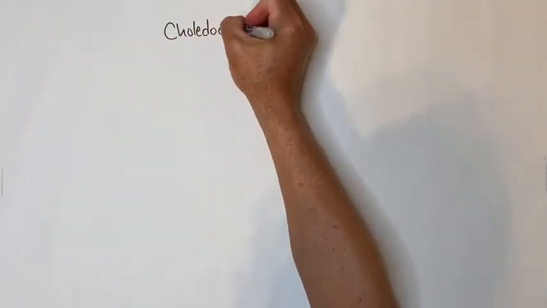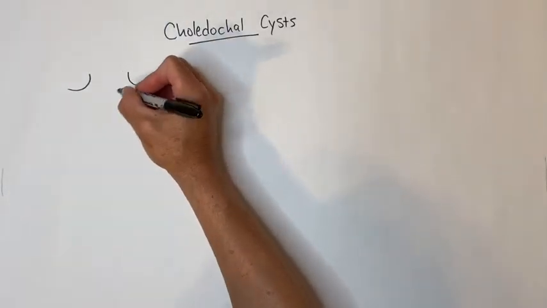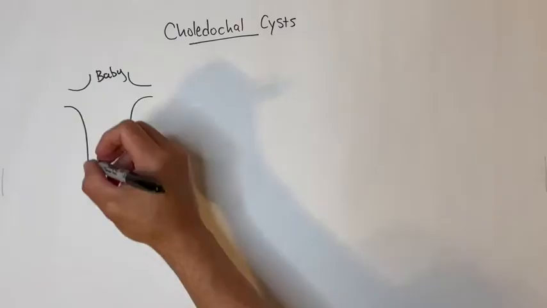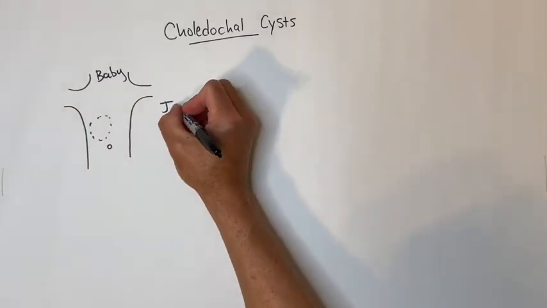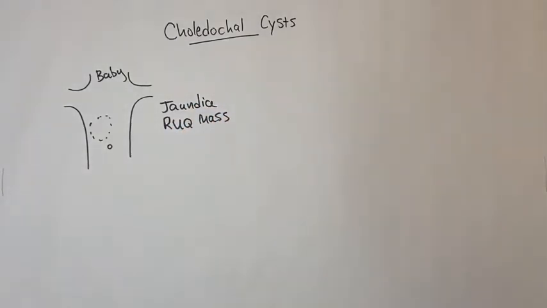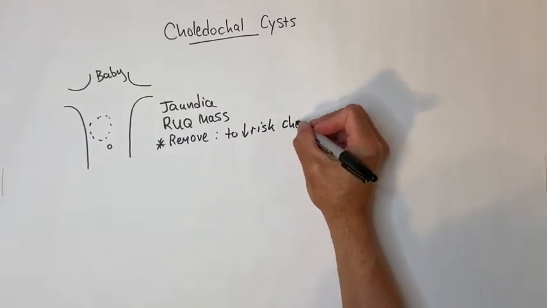You should know about choledochal cysts. The vast majority of these are treated by pediatric surgeons, but occasionally you will actually find adults who have undiagnosed ones. In a pediatric patient, choledochal cyst will present as jaundice with a palpable right upper quadrant mass. All choledochal cysts are removed because they increase the risk of bile duct cholangiocarcinoma.